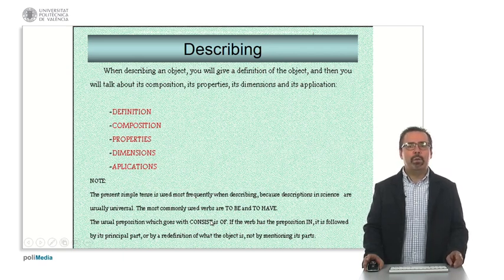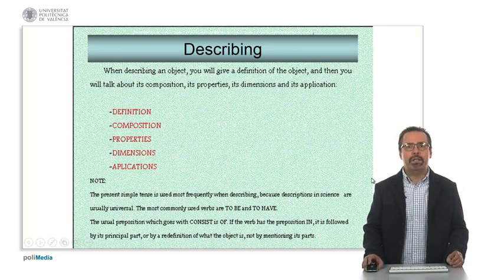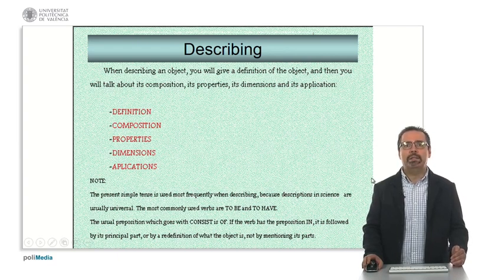And it's important to note that normally the verb tense that we use is the simple present, with typical verbs such as to be and to have. Contain and comprise are also possibilities. And a very important structure that is used when describing is the word consist. And when we use consist, the preposition is consist of, always. Consist in, which is a typical false phrase for Spanish students, is only allowed when you follow this expression with a redefinition, not with the different parts. So you must take this into account.